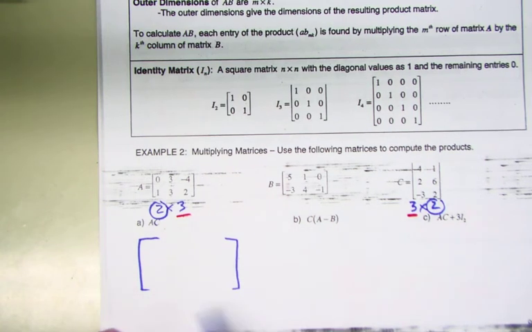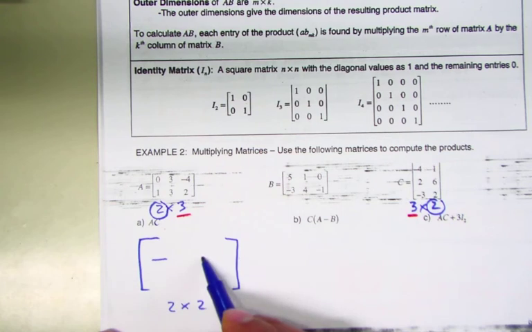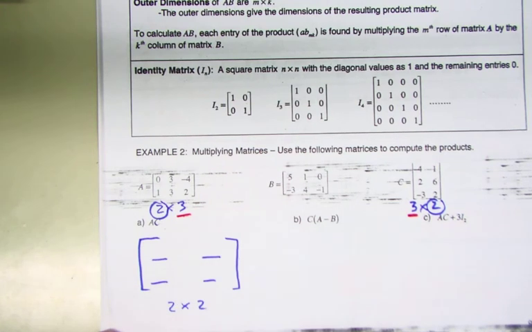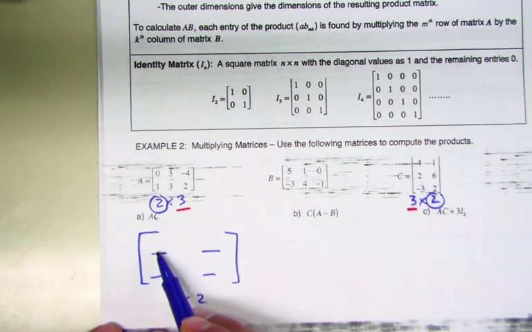We agree it's going to be 2 by 2. That means there are 4 spots to fill, right? What row and what column is this? This is row 1, column 1. So remember that. Row 1, column 1.